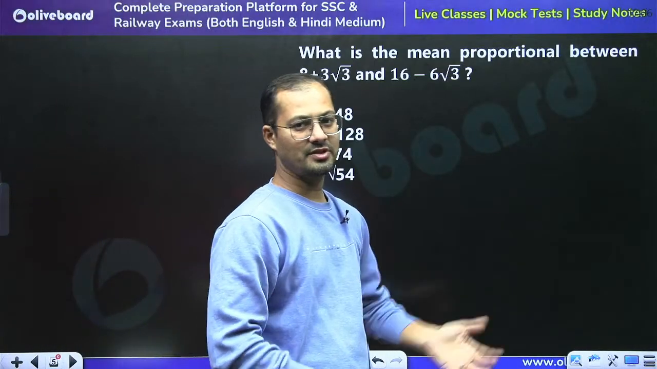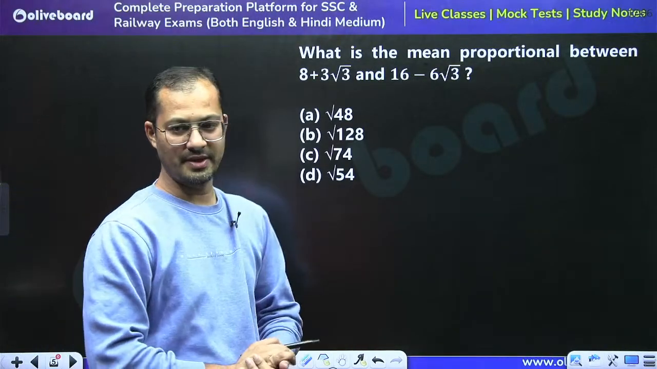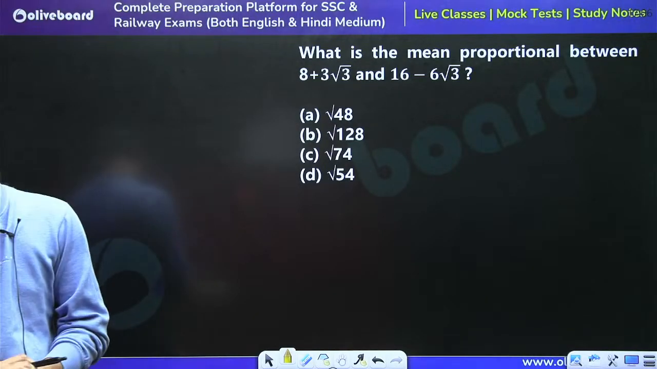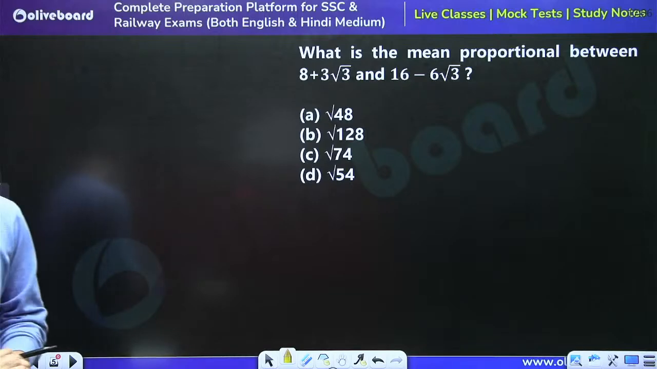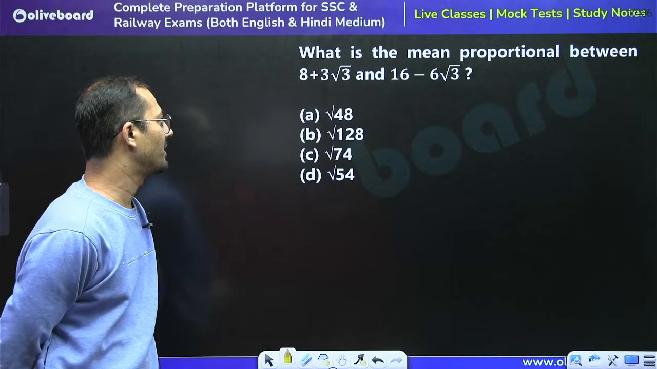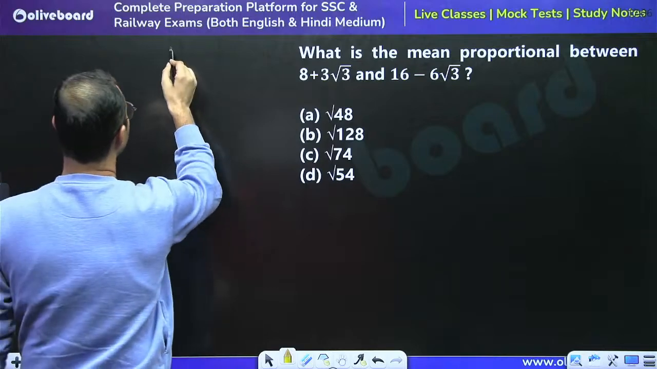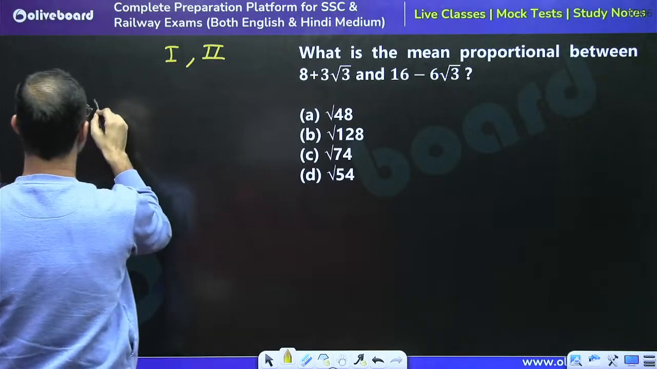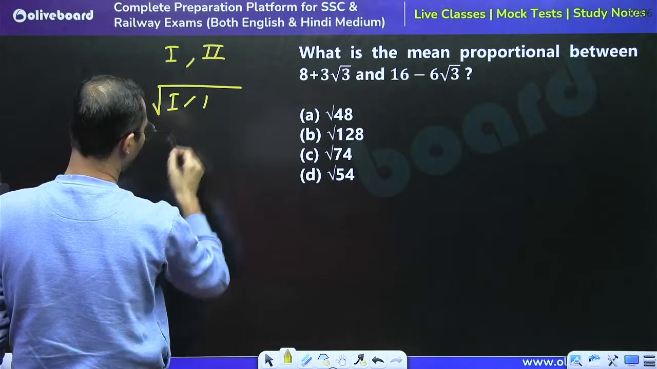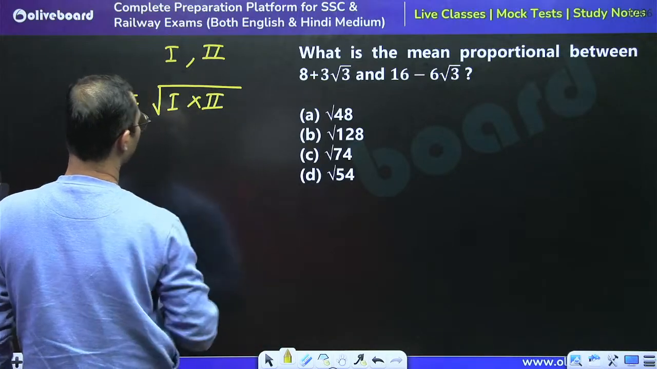Now tell me what is the answer for this question. Find the mean proportion between the given terms. Do you remember the formula for mean proportion? Whenever you have two values, the mean proportion is given by the square root of the product of both terms.